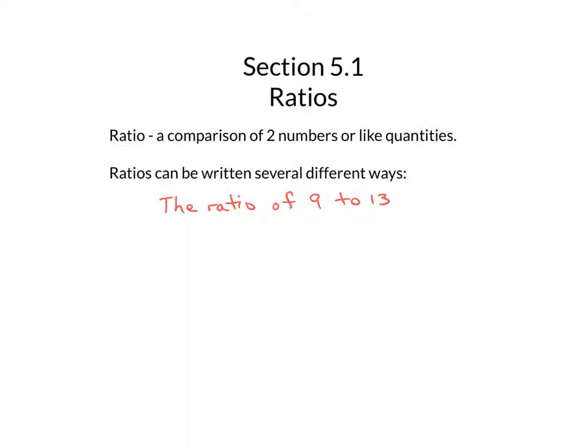Sometimes you might see it written a second way, 9 with a colon 13. And once again, that's read the same way, the ratio of 9 to 13. Another way, and the way that we will use in this particular course, is when it's written as a fraction, 9 to 13, but it looks like a fraction. As I say, in this course, we will generally be writing ratios so they look like fractions. But the way to say it is still the ratio of 9 to 13.